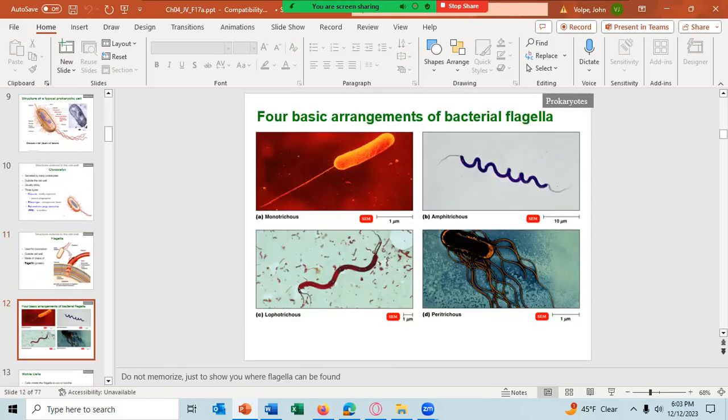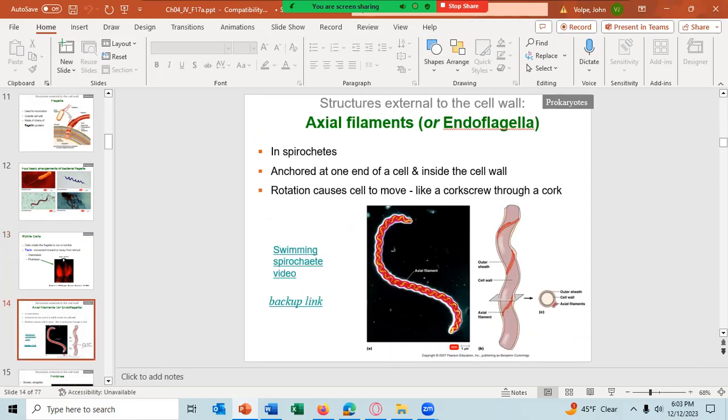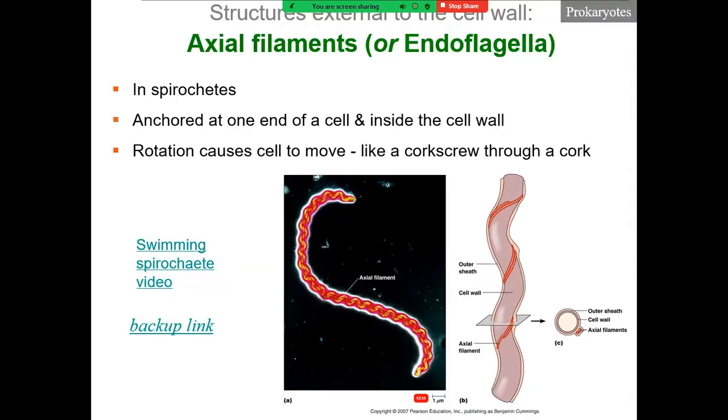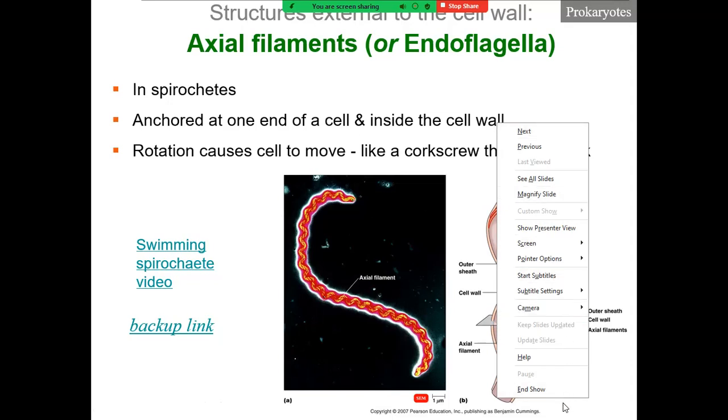You should know about the glycocalyx. You should know about endoflagella. This is a flagellum that is actually inside the cell wall, as shown here. And it doesn't whip like a normal flagella. What it causes is the spirochete to have the corkscrew-like movement. So spirochetes have the endoflagella.